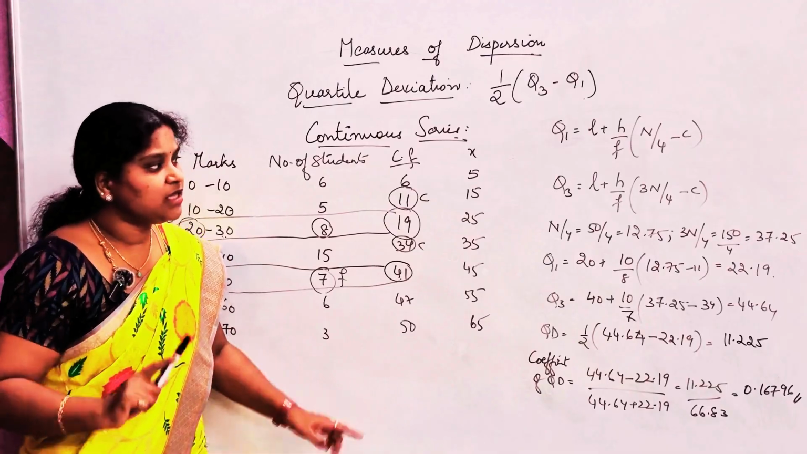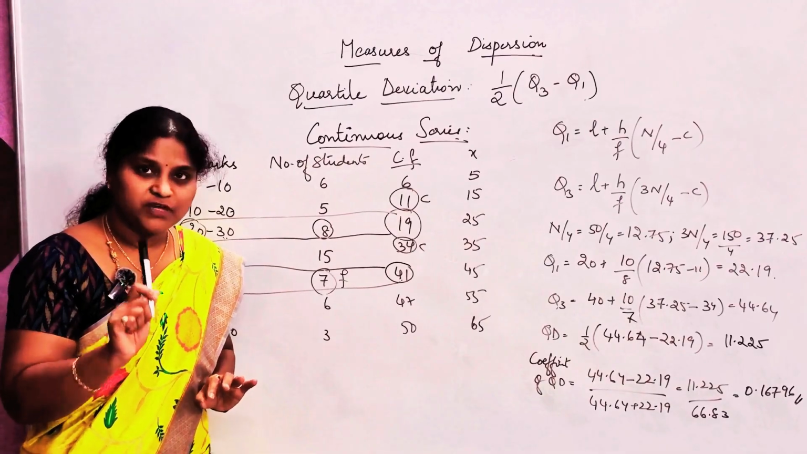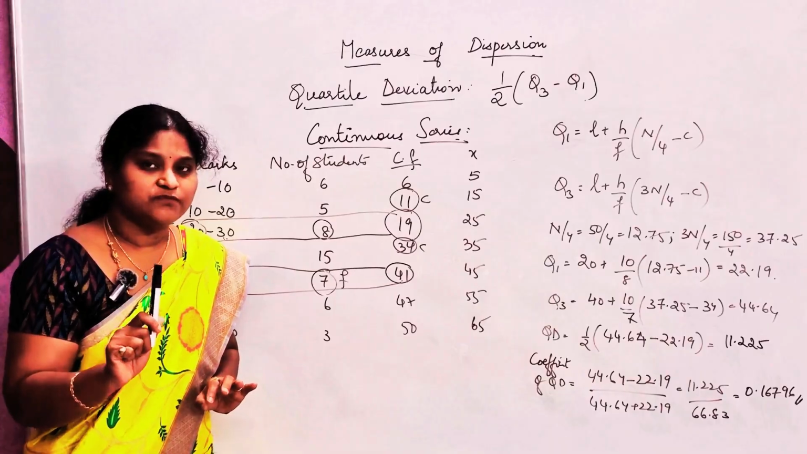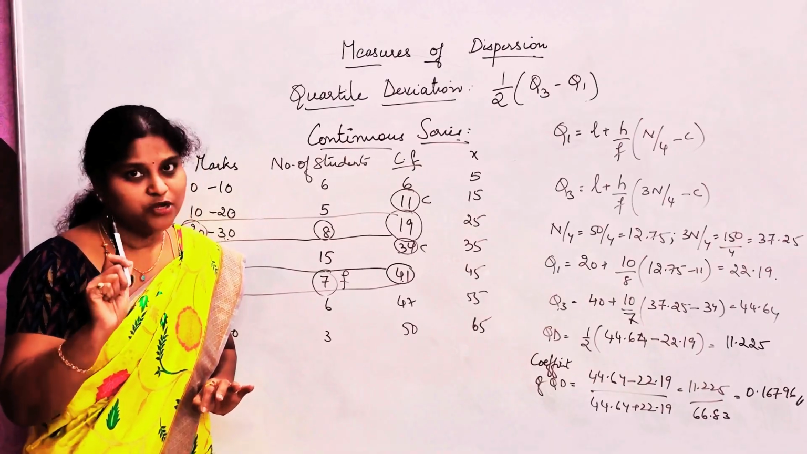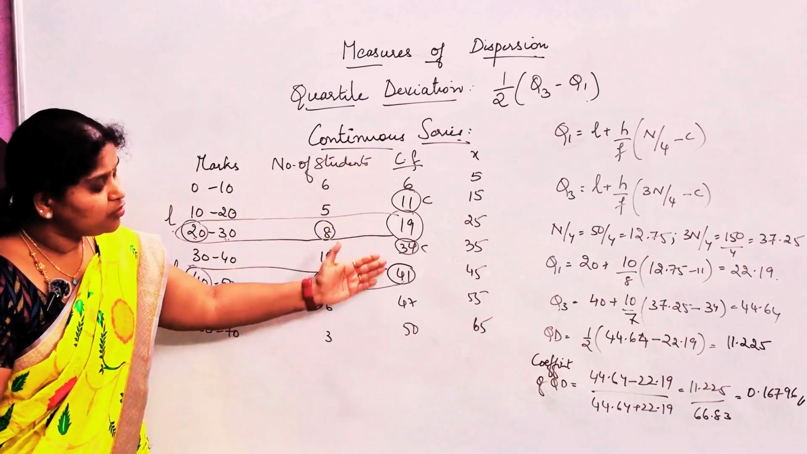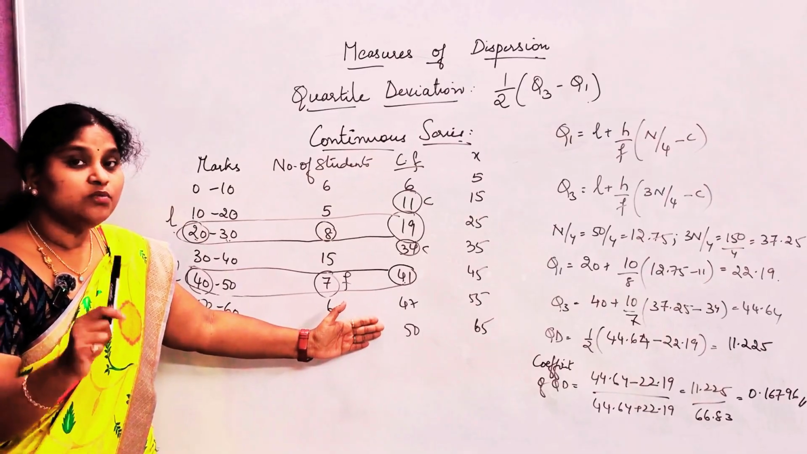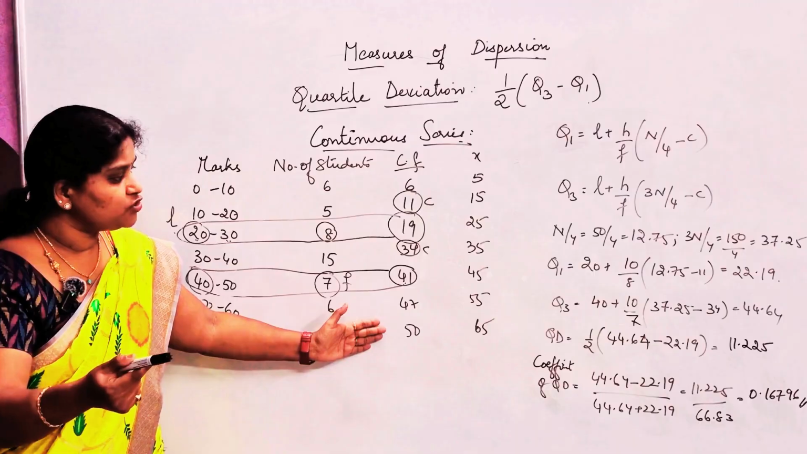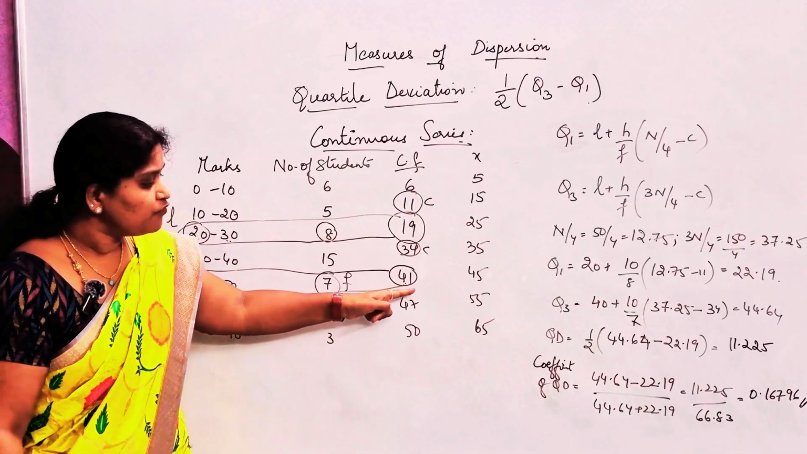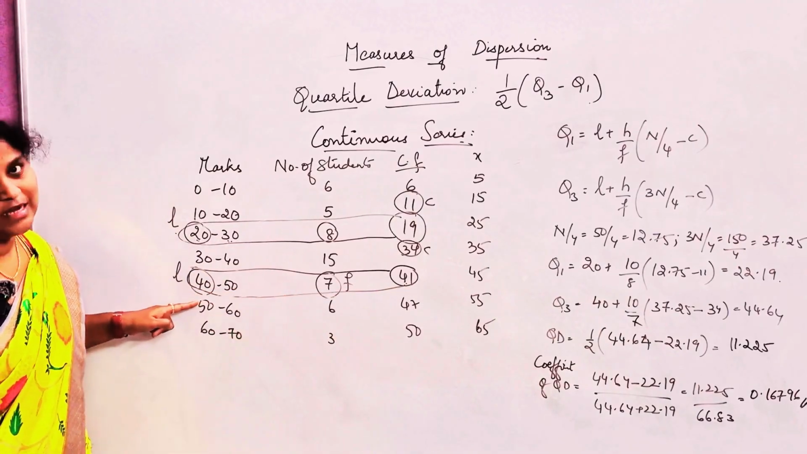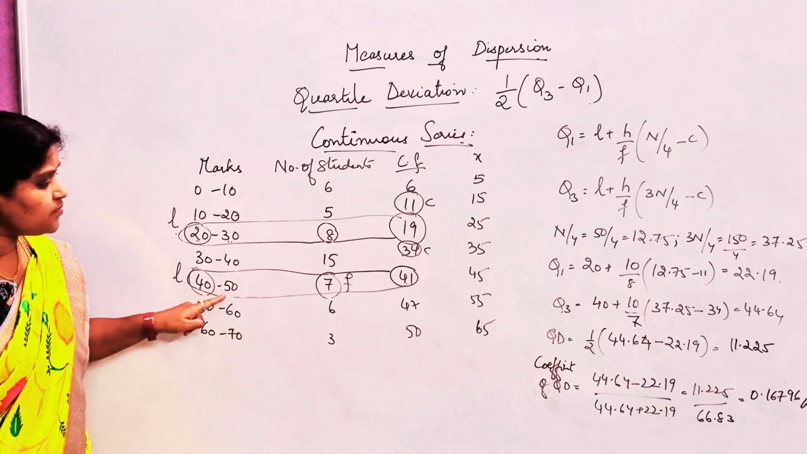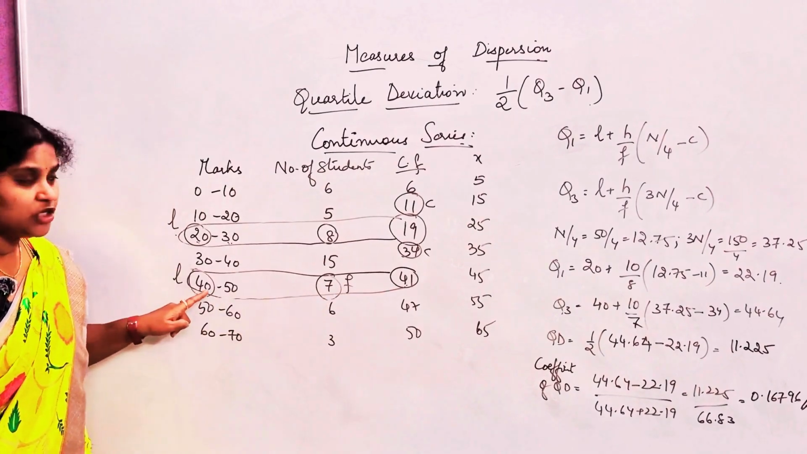Similarly, for Q3, we first calculate 3N by 4, that is 3 into 50 by 4, which gives us 37.25. Come to the column of cumulative frequency. Find the value which is just greater than 37.25, which is 41. 41 will decide our Q3 class. The class interval corresponding to 41 is 40 to 50.